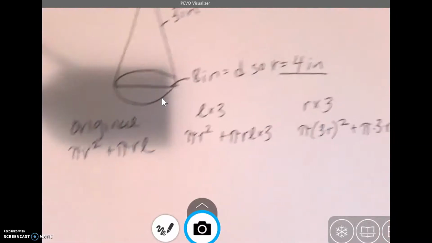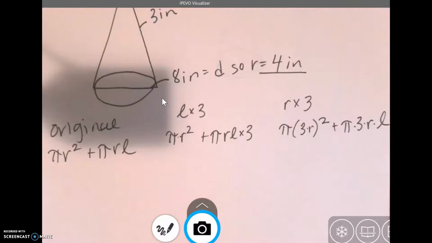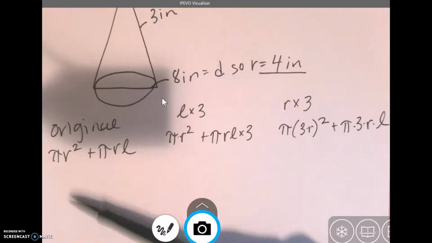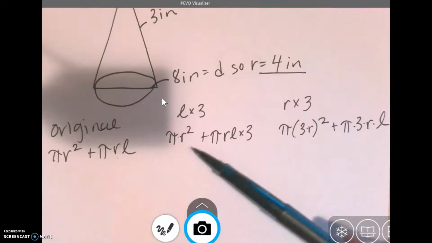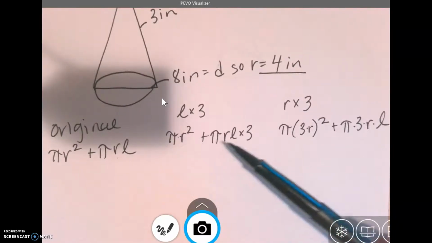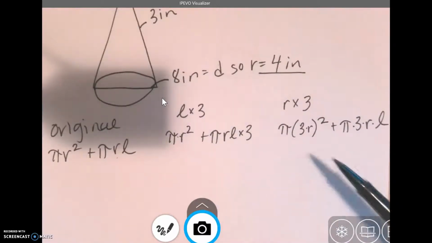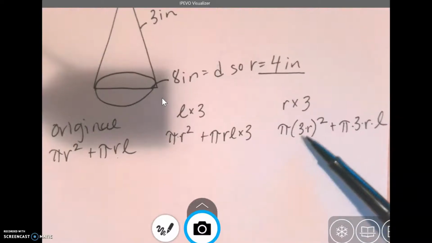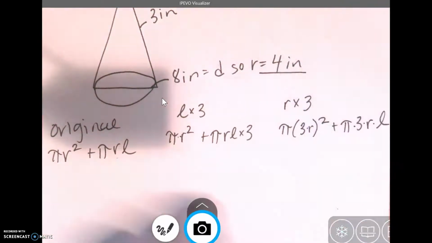You can pause the video once I get this so it's not shaky. There we go. So the original would be pi r squared plus pi times the radius times the slant height. And then if we multiply the slant height by 3 or triple it, it would still be the same for the base. But then the slant height would be, so it would be a taller cone, okay? And then this is where we triple the radius, so it would be getting bigger this way by triple.